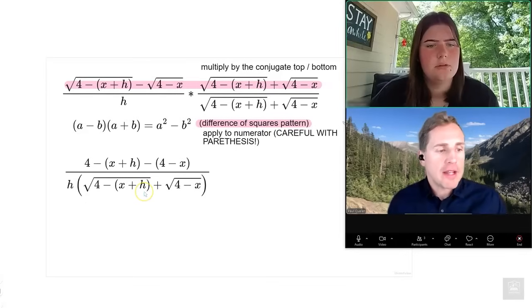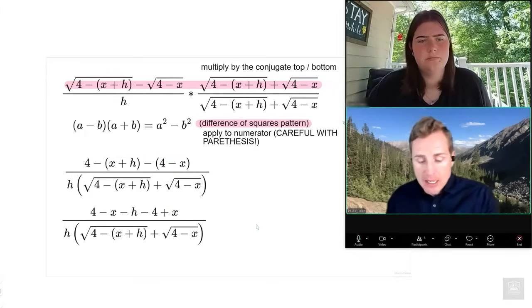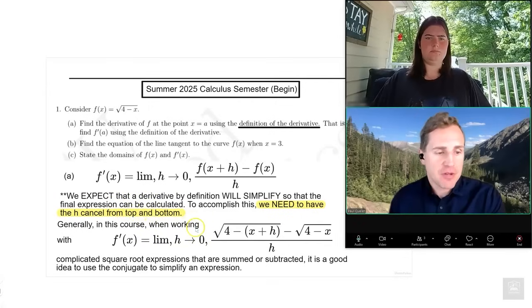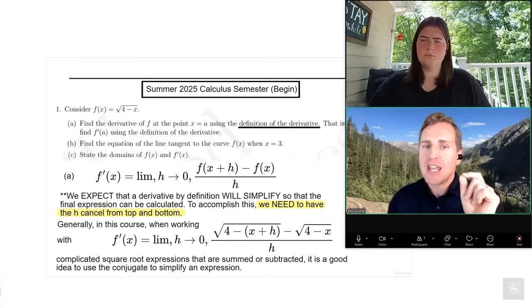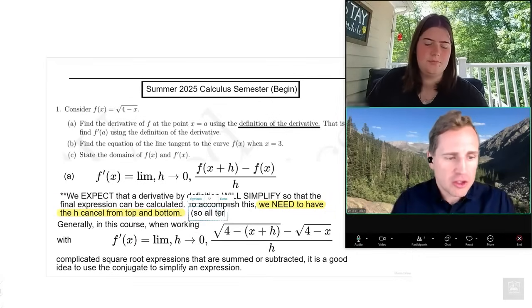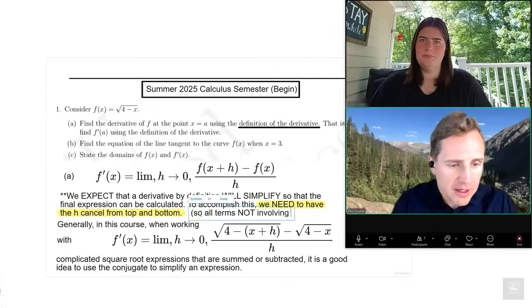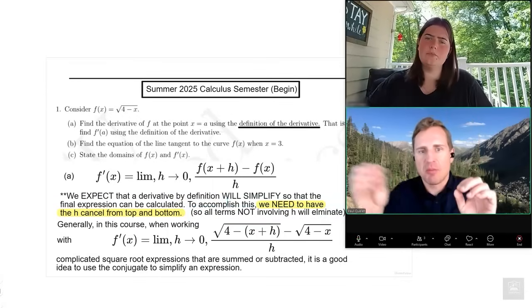Yes. All right. So next thing, can we apply the minuses throughout the numerator, because there's two minuses to be distributed? Yeah, absolutely. Now, by the way, let's go back to our concept, right? We need to have the h cancel from top and bottom. So if you think about it, here's an important thing. All terms not involving h will eliminate. Okay, maybe let's use the word eliminate, just because typically it's adding and subtracting.